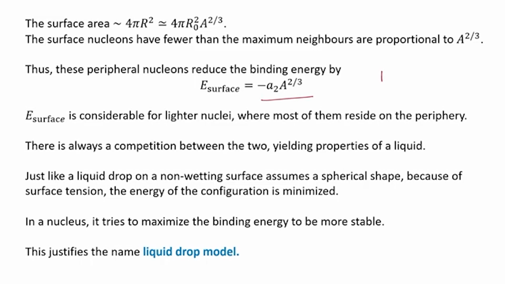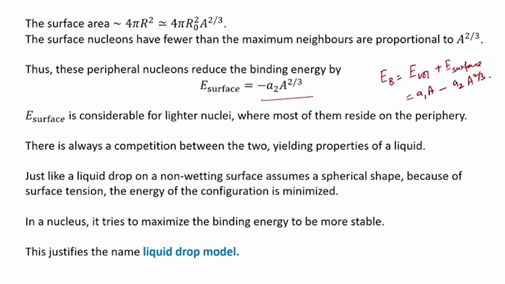So, the binding energy becomes E_B equal to E volume plus E surface, and at this stage it becomes equal to A1 A minus A2 A to the power 2 by 3. E surface is actually considerably large for lighter nuclei, because very few of the nucleons are inside and most of them are lying on the surface. So there is a competition between the two, yielding the surface properties of a liquid.